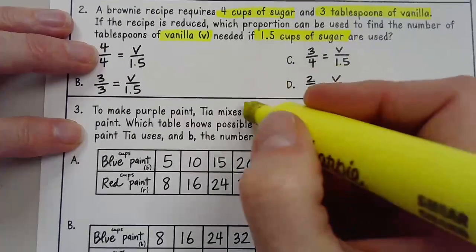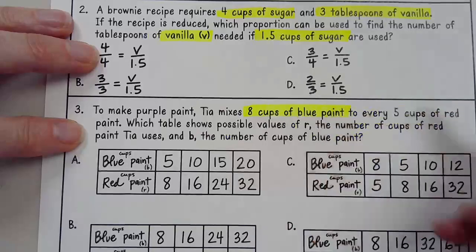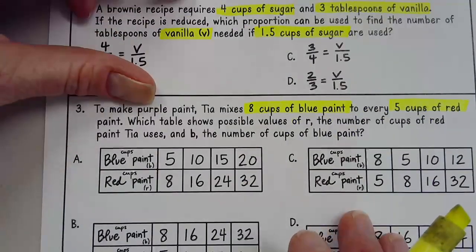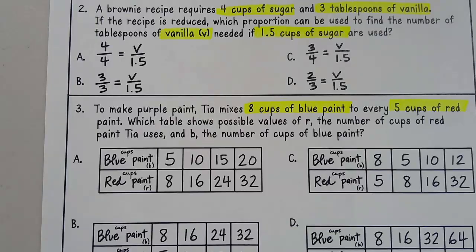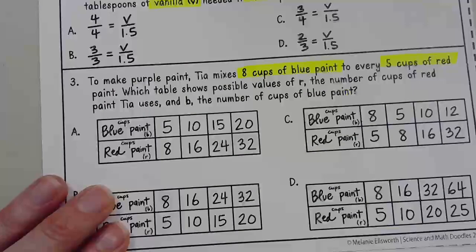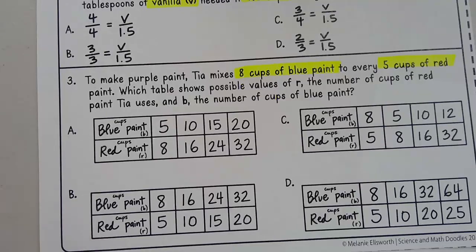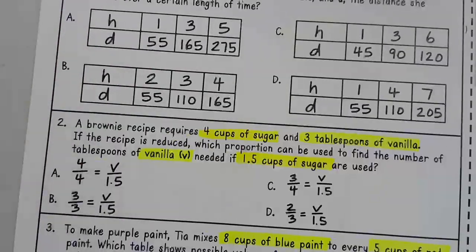So we know in our ratio we have to have 8 cups of blue paint, 5 cups of red paint, because we're trying to make purple. We're going to keep that in mind as we look at the ratio tables to see which ones work. So I'm going to pause the video. You are going to go through and slash the trash, the ones that don't make sense for that, and then we'll come back and see if we agree.